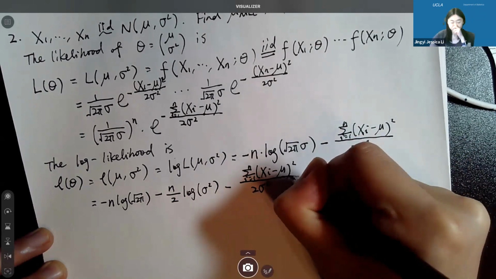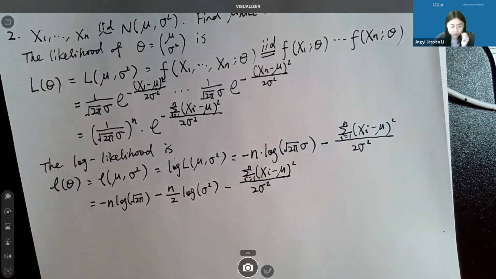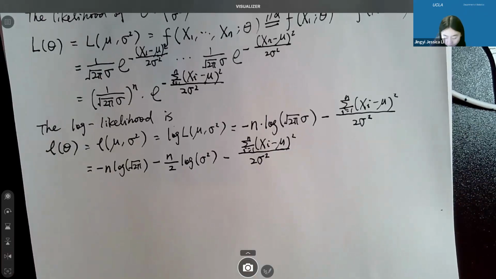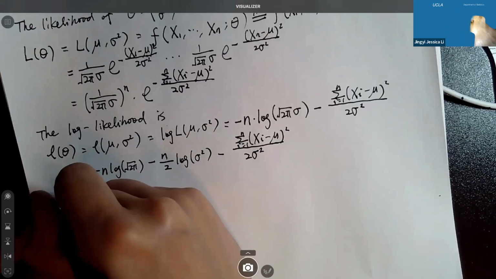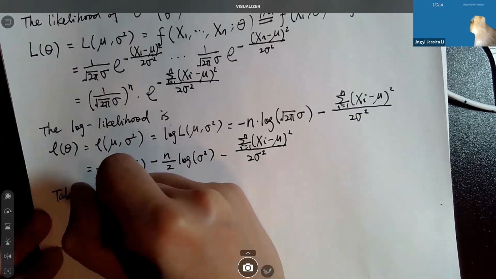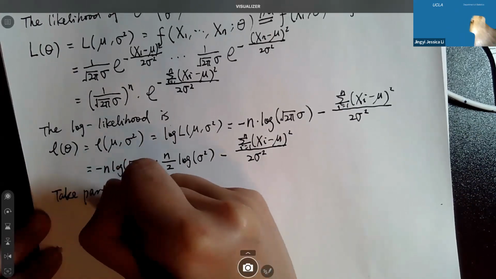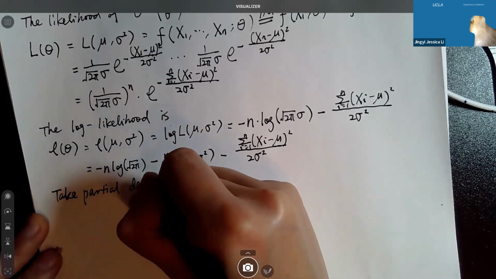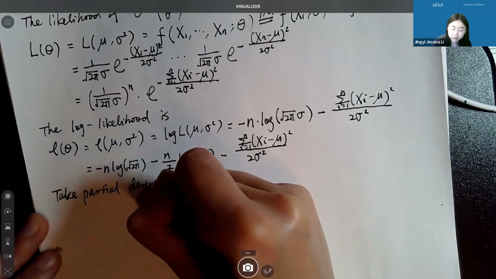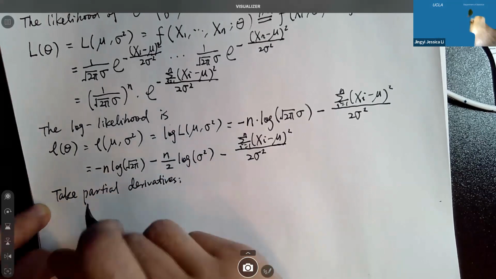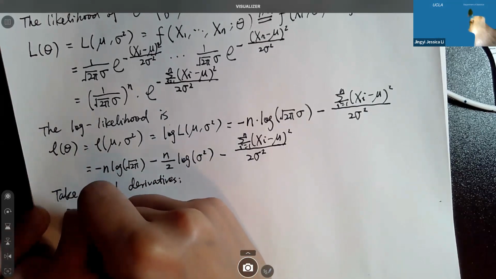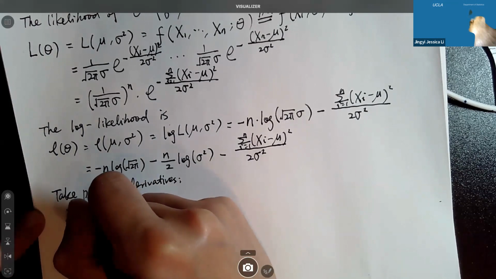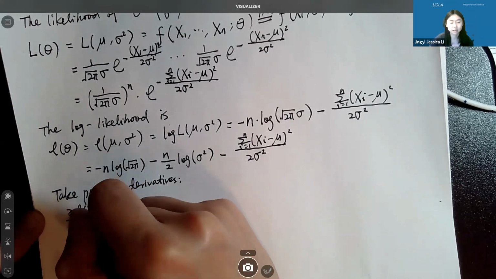All right, when I express it this way, the first partial derivative I want to do is take partial derivatives. Okay, so the first one I will get is partial mu, okay? Okay, let's take a look at this.